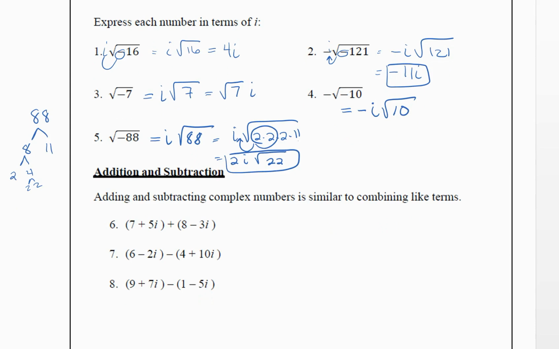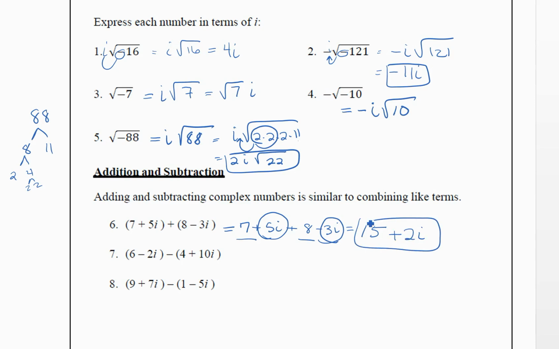Now, another thing that we'll want to do is add or subtract complex numbers. Adding complex numbers, you're going to add the parts without an i, the a values, and you'll add the parts with an i. So it's very similar to combining like terms. So here we have 7 plus 5i. Since we're just adding, we don't need the parentheses, 8 minus 3i. So we'll do 7 plus 8, so that'll give us 15. And then we've got 5i and a negative 3i, so 5 plus negative 3 is positive 2i. Okay, and we can just leave it like that.